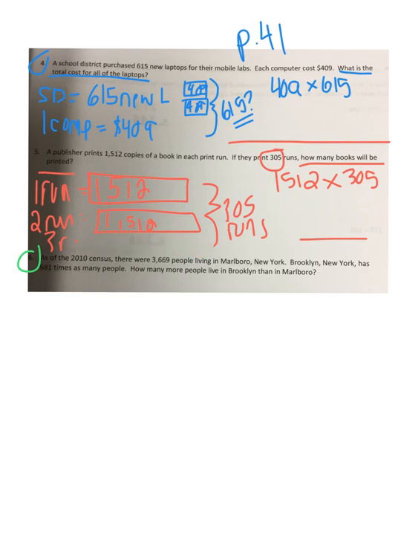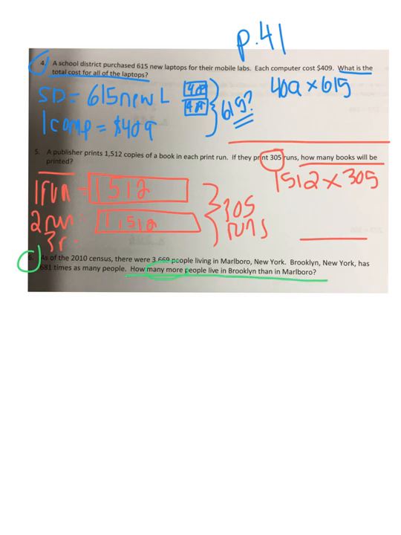Okay. As of 2010, there were 3,669 people living in Marlborough, New York. Brooklyn, New York has 681 times as many people. How many more people live in Brooklyn than Marlborough? Okay. As of the 2010 census, there were 3,669 people living in Marlborough, New York. Brooklyn, New York, so that's a different city, has 681 times as many people. How many more people live in Brooklyn than Marlborough?